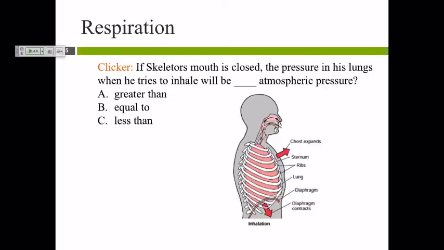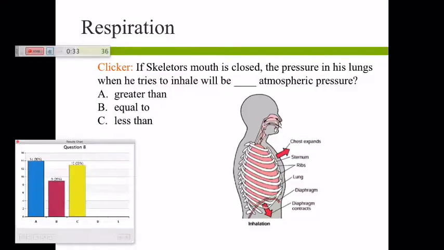So if he closes his mouth, and then he tries to inhale, then what can we say about the pressure in his lungs compared to atmospheric pressure? Closing his mouth and his nose, and he's a skeleton, but he can still close them all. So what can we say about the pressure in his lungs compared to outside if he's trying to inhale but no air is coming in? Everyone clicked in? Really? If we're trying to inhale, do we have a greater or less pressure in our lungs than outside?